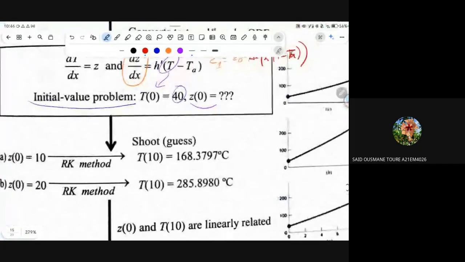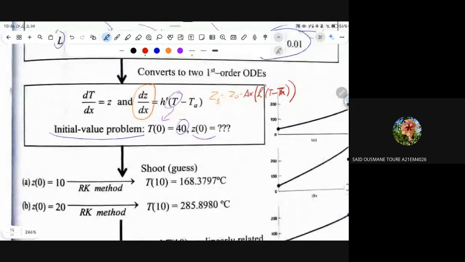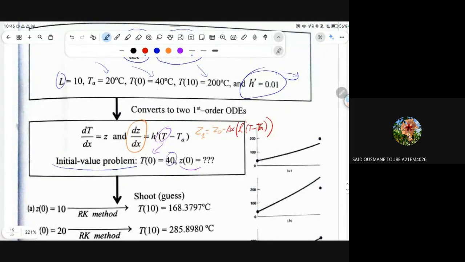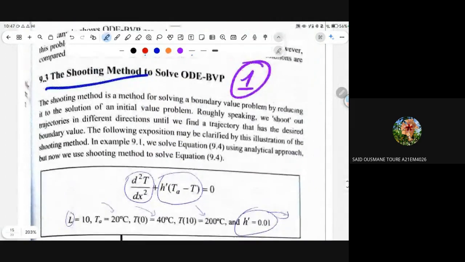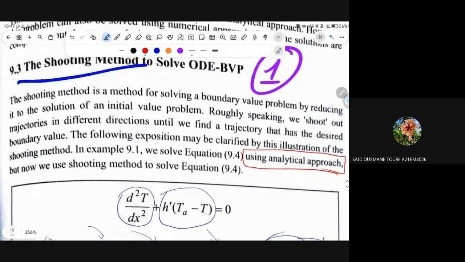For their method, they use Runge-Kutta, so it's quite difficult, which is why we don't ask you to use the shooting method in the exam. However, they will ask you to explain how this problem can be solved by the shooting method. We have two approaches, the analytical approach and the central difference approach. Just for your information, the Runge-Kutta shooting method comes from the analytical approach.